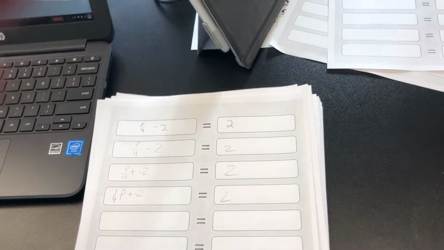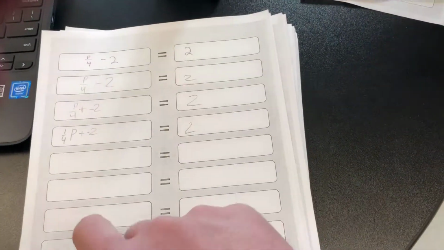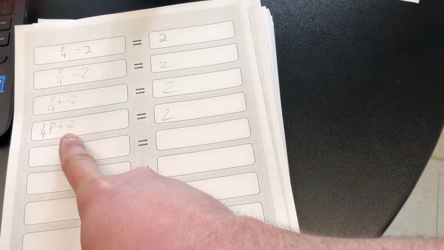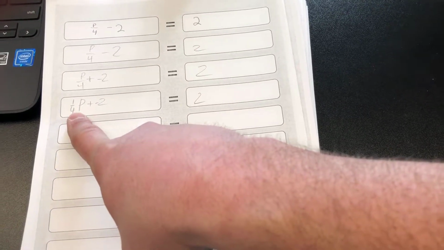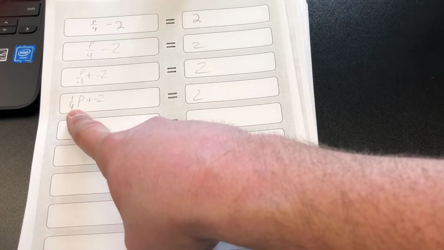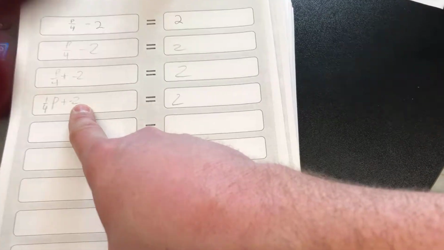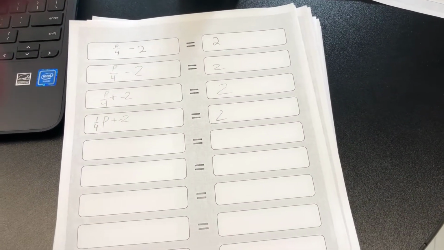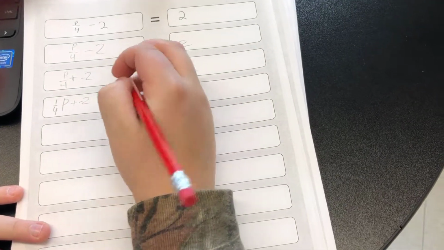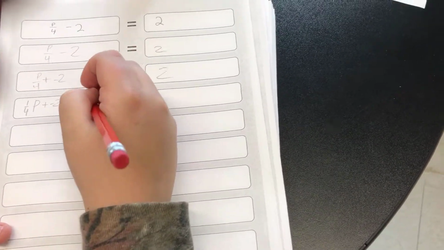Okay, now we've got to balance this thing out. What's in the way here? Something's in the way. So we have 1/4 of a p plus negative 2 is equal to 2. We've got to isolate this, don't we? We want to isolate the variable. So what can be the inverse to negative 2? It could be positive 2 because they're additive inverses, that means they cancel each other out.